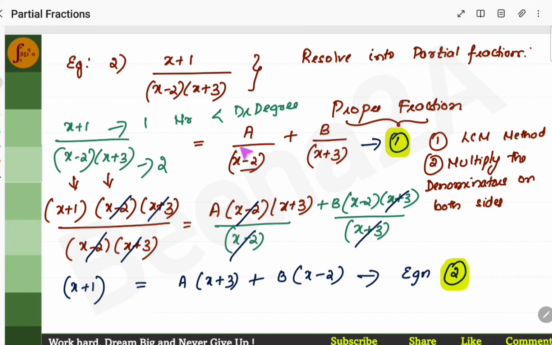So first step is when you split it, you call this equation 1. Second step is when you get an expression like this where you have removed the denominators. Basically, by doing this particular step, you will remove the denominators itself.